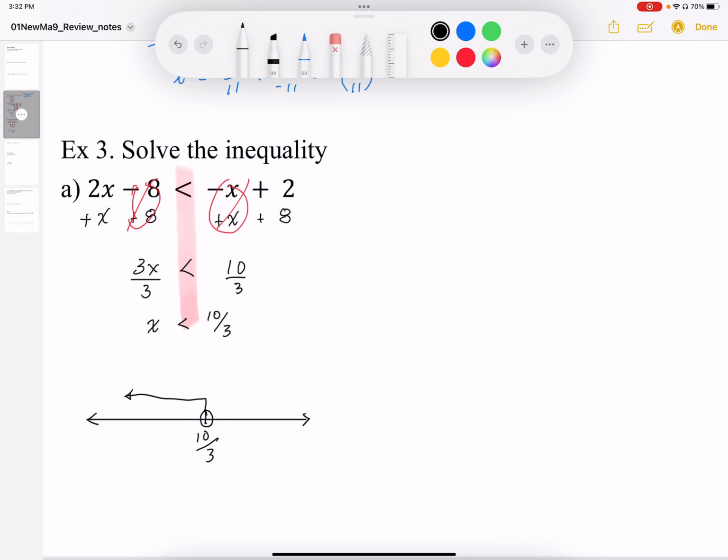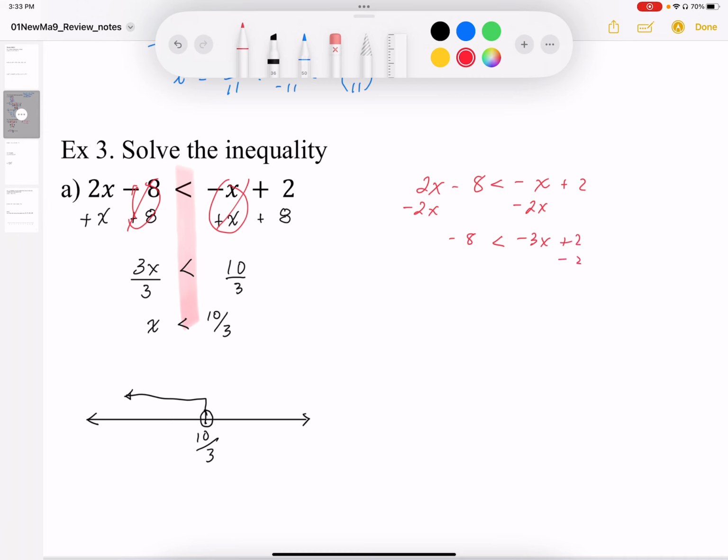Now, I want you to notice, when do we flip the sign? We flip the sign when we either divide or times by a negative, when we undo the times and divide. Now that could happen if I did this. So let's start with the same inequality. And let's say that instead of plusing x to get rid of the minus x, I'm going to minus 2x to get rid of the plus 2x. So I end up with negative 8 less than negative 3x plus 2.